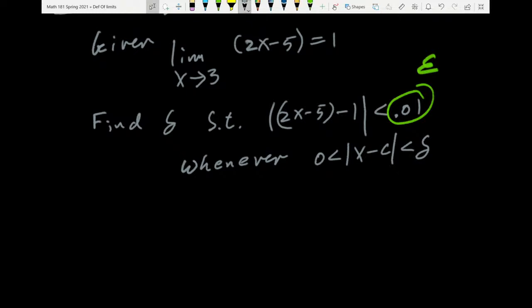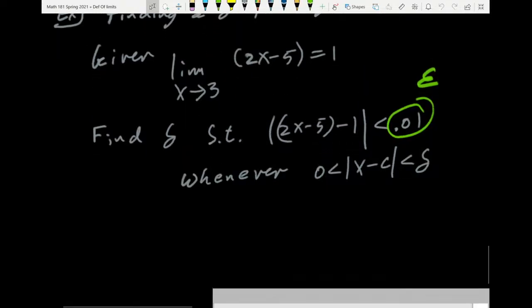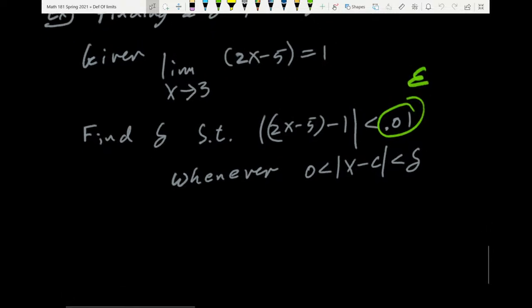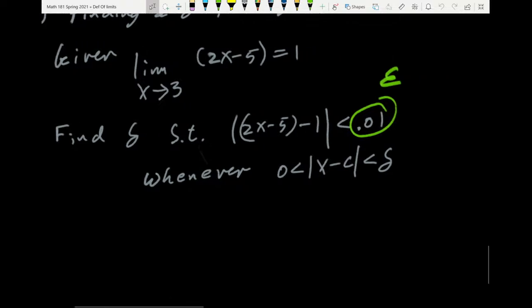If you look at this problem, if I plug it into the limit, obviously it's going to be 1, all right? 3 times 2 is 6, minus 5 is 1. But why are we doing all these crazy extra things? This is to prove mathematically why this is true. So let me rewrite it again.